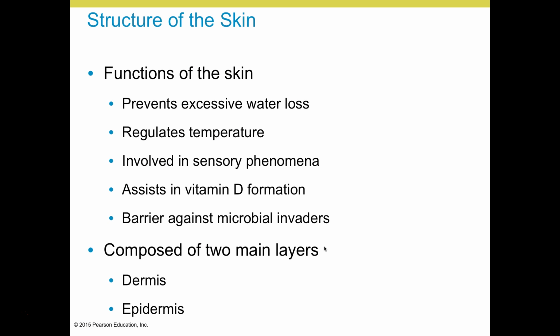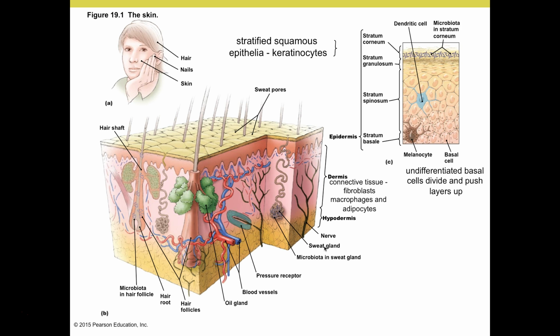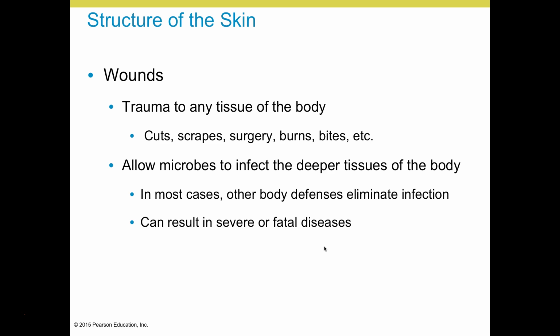Okay, so the structure of your skin. Again, you have two main layers. This is something that you should already know. Your dermis and epidermis, and this is a sketch of it, a diagram. The protective outer layer, the epidermis, is only invaded deeply in case you have a wound, also known as trauma. It could be cuts, scrapes, etc. And this is how microbes are allowed to go into deeper tissues of the body.